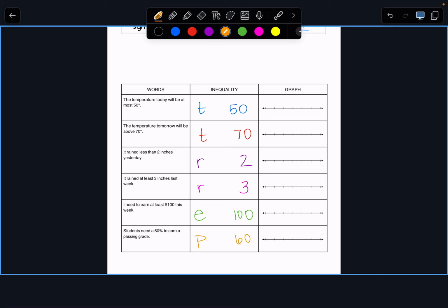Okay, talk together. Talk together. Okay. At most 50. So which one is at most? Where do you see at most on here? Okay, so then put that sign right here. Can I have that marker, please? Judy, thank you.